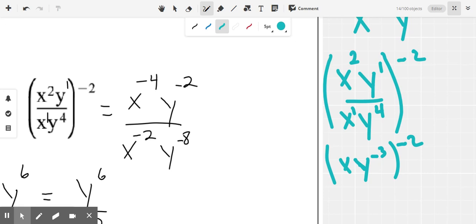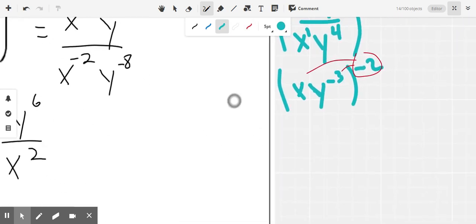Now what I have left is an exponent to an exponent. So I've got to take that negative 2 and multiply it by both exponents, of both the x and the y. And so x has an understood 1. X, 1 times negative 2 is negative 2. And then y, negative 3 times negative 2 is positive 6.